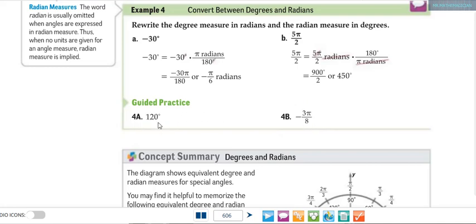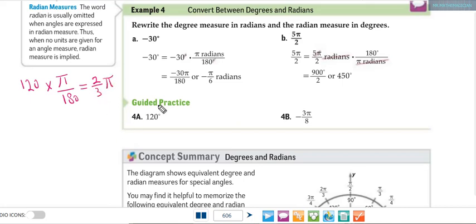So 120 in degrees, very easy. Let's remember together the rule. It will be 120 in degrees and I need the radian, so I put the pi up and 180 down. You can use your calculator and it will give you 2 over 3 pi.